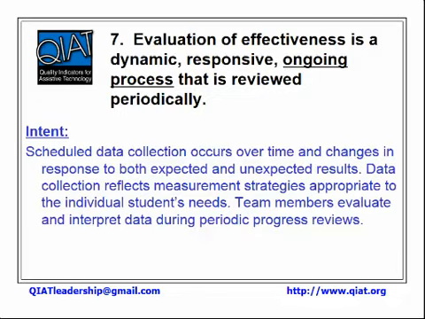A seventh indicator is that evaluation of effectiveness is a dynamic and ongoing process and that it is reviewed periodically. In some instances, the original data collection strategies planned by the team may not provide the information they needed. When creating or modifying the plan for evaluation of effectiveness, the team addresses the desired student outcomes as well as current skills in observation and data review of the staff.